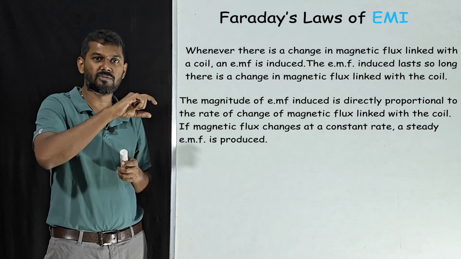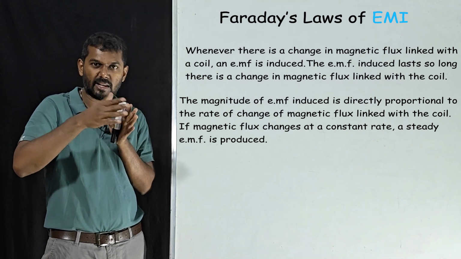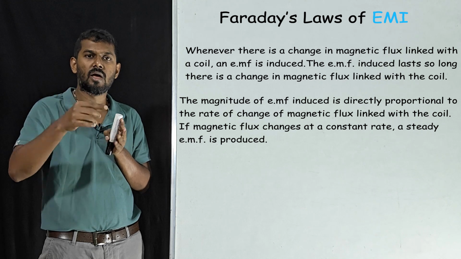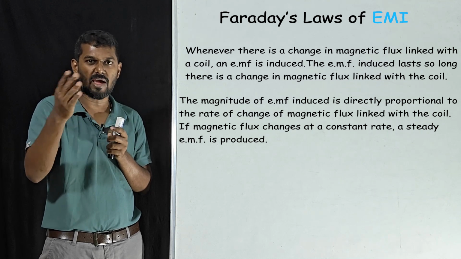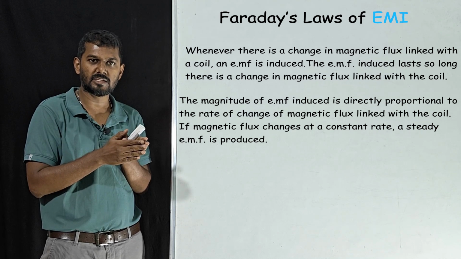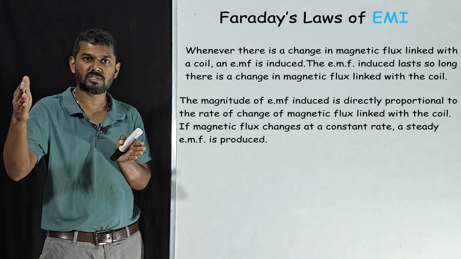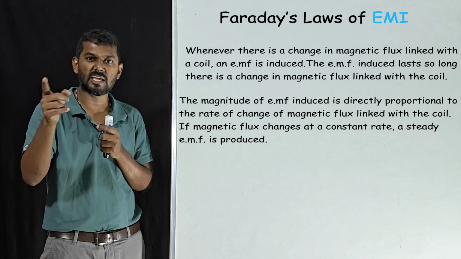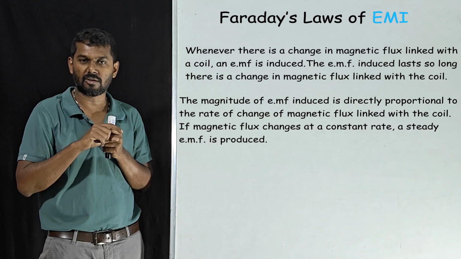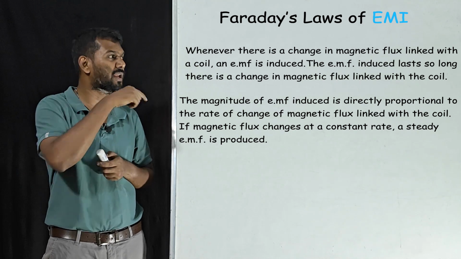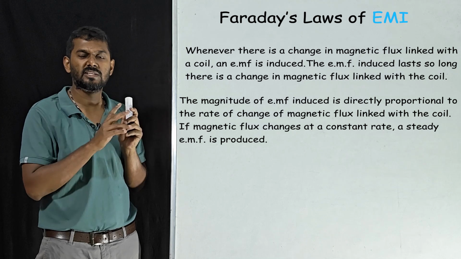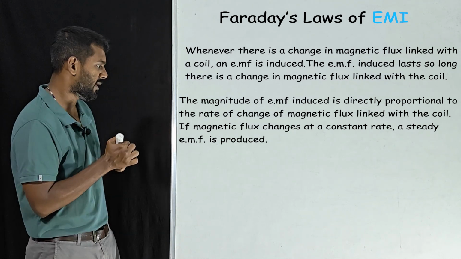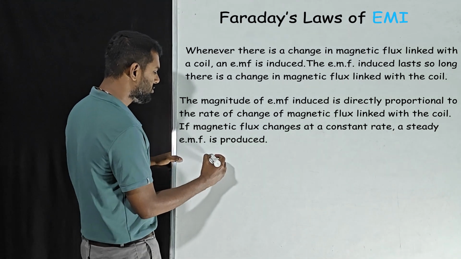If the magnetic flux is changing at a constant rate, assume 0 to 5, 5 to 0, initially the flux was 0, now it is 5, then it is 0, then 5 again, whenever there is a constant rate of change of magnetic flux, a steady current will be induced in the coil. So these are the two laws. Now we'll talk about the factors which affect the induced EMF.